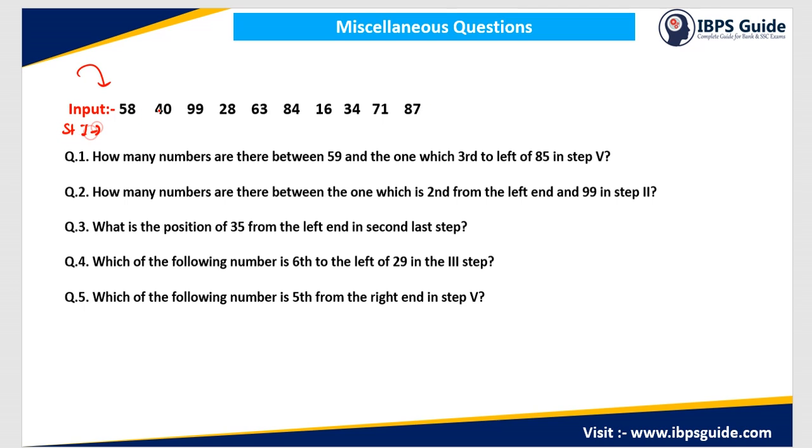This is step 1, in which we have to identify the smaller numbers. The smallest number is 16 and the second smallest is what? 28. This is your second smallest. So we have to add 1 to this 16 and this will become 17. And this is 28, so this will become 29, because I have to add 1 to these two results. Now this 58 will remain as it is. This is 40, then 99, 63, 84, 34, 71 and 87. So this is your first step.